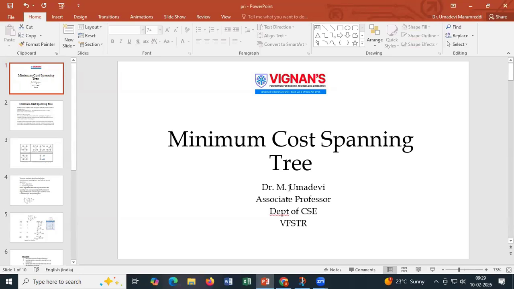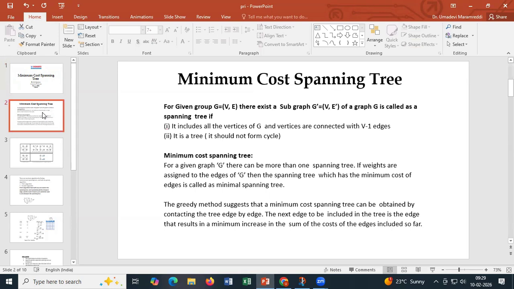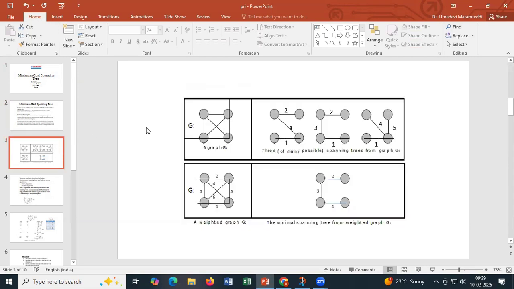Today I'm going to explain the topic minimum cost spanning tree. Minimum cost spanning tree means for a given graph G, there exists a subgraph G dash. It contains all the vertices of G and it contains n minus 1 edges such that it should not form a cycle. So if the graph has 4 vertices, it contains all 4 vertices and it contains only 4 minus 1 edges. So here you can see the given graph with the 4 vertices and you can generate the spanning trees. These are all different spanning trees.